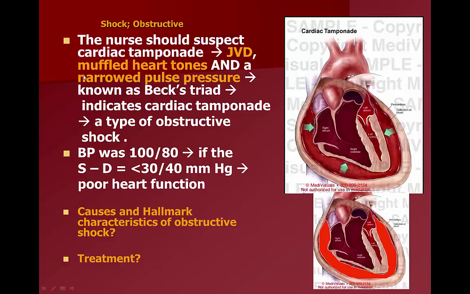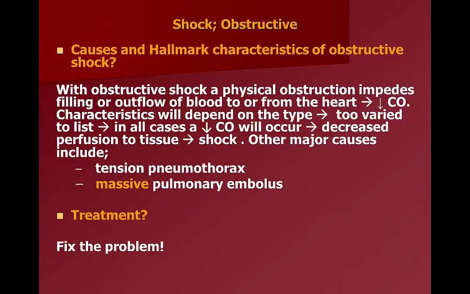If you're not sure what narrowed pulse pressure is, then go back to the long presentation that I did on obstructive shock, because I just don't want to revisit it today and beat you to death with information. So again, to summarize, with obstructive shock, you're going to have a physical obstruction that impedes the filling or the outflow of blood to or from the heart. That's the perfect definition of obstructive shock. Cardiac output's going to go down, and therefore the blood pressure will go down. Heart rate is probably going to go up initially.